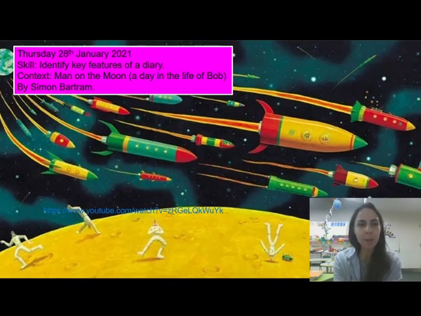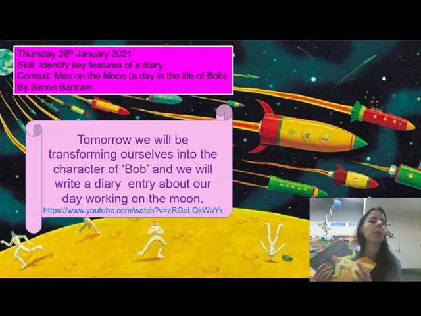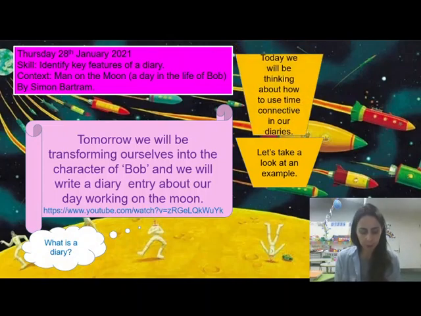Today we're going to be thinking about the key features of a diary, because tomorrow we'll be transforming ourselves into Bob to write our diary entry. So I have written a diary already as if I was Bob.